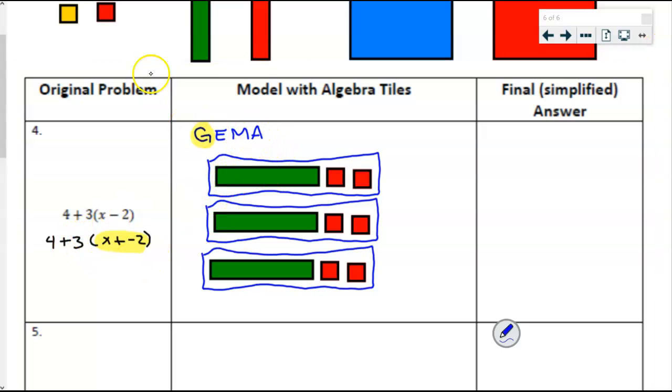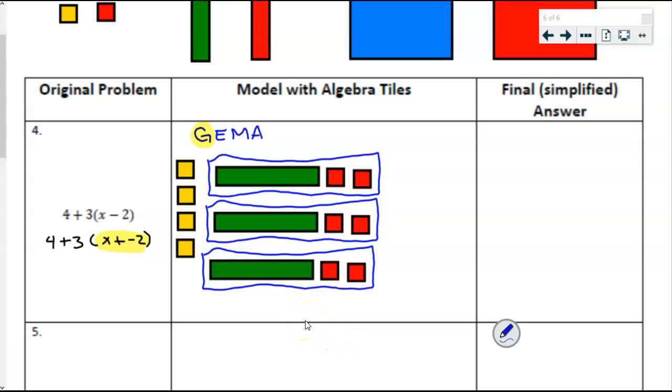Any addition or subtraction? Yeah, we're adding 4. That's 4 of those unit tiles. And I'm going to put them at the front. It's okay if you put them at the back. I'm putting them at the front just because I'm trying to model exactly what the expression says. So I can see we have 4 plus 3 groups of x and a negative 2.